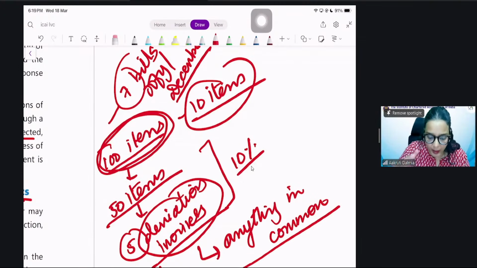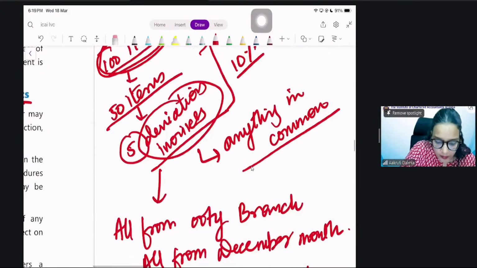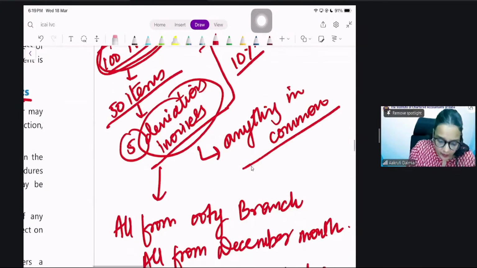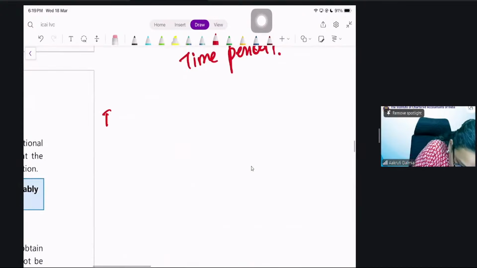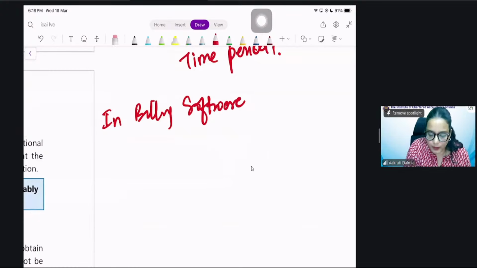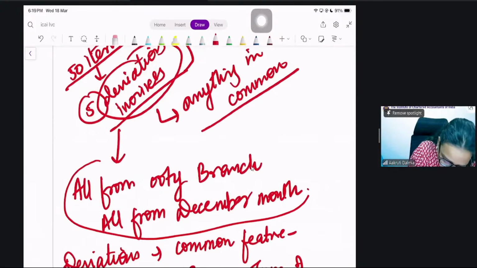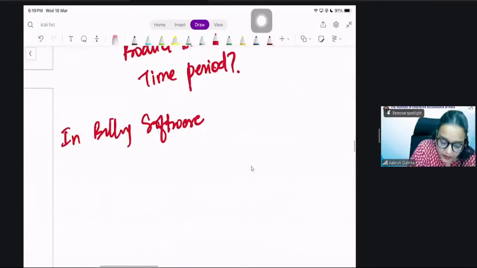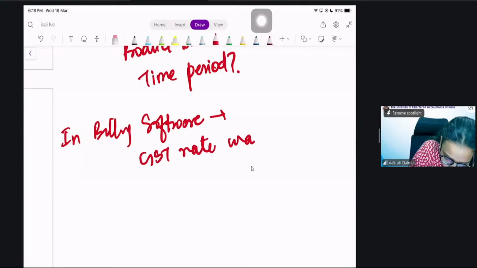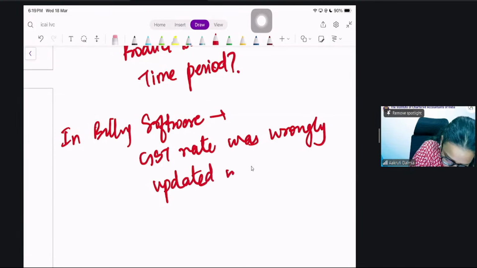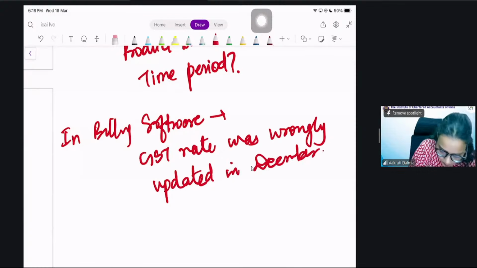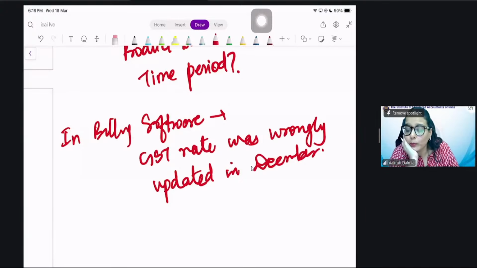Now let's say, in billing software, not another example, in this itself I am giving you. So now you investigate. What was the reason that in Ooty this happened? When you investigate, you come to know that in billing software, the GST rate was wrongly updated in December. Now what will you think? Now what will be your course of action?